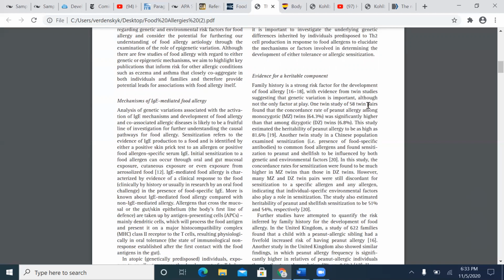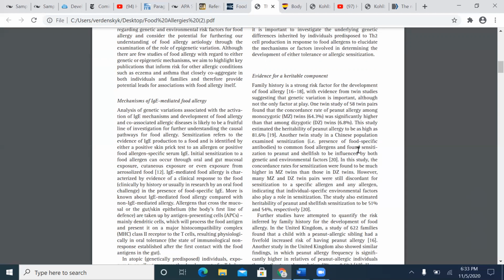One twin study of 58 twin pairs found that the concordance rate of peanut allergy among monozygotic twins was significantly higher than that among dizygotic twins. This study estimated the heritability of peanut allergy to be as high as 81.6%.